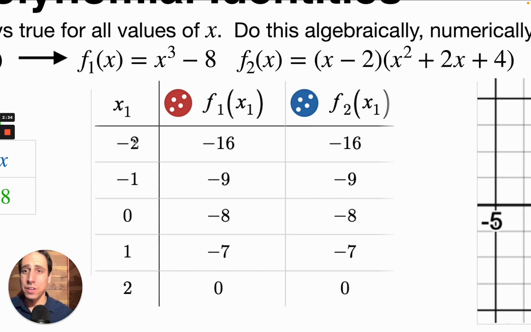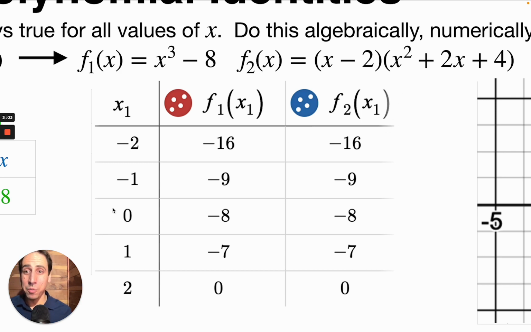If you choose, say, for example, positive 2, and you put it into here, what do you get as an output? You get 0. Positive 2, what do you get as an output? You get 0. So it looks like 2 is a solution to the original equation at least, because the left side equals the right side. 2 is a solution. Yay, we found one solution. But wait, if we plug in 1, we get negative 7 on the left side. We get negative 7 on the right side. So the value of 1 is also a solution.